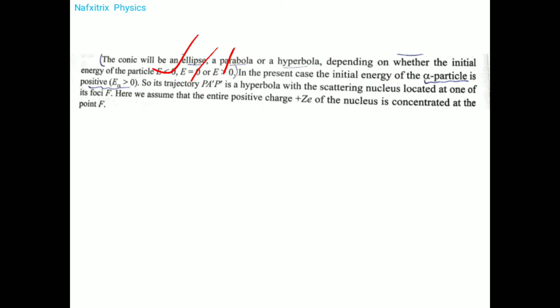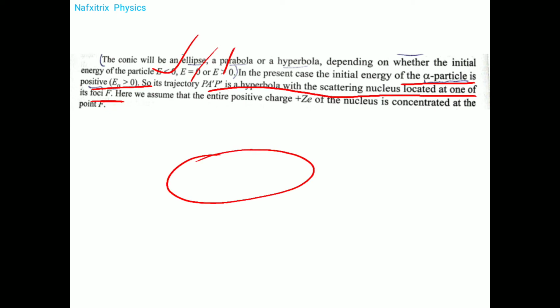In the present case, the initial energy of the alpha particle is positive. We can't say the energy of the alpha particle is minus 10 million electron volts, but it has a certain energy which is positive. So the trajectory is a hyperbola with the scattering nucleus located at one of the foci. Just like an ellipse has two foci, the hyperbola would be the path followed by this particle, because the energy is greater than 0. Hence we assume the entire positive charge is concentrated at the point F.